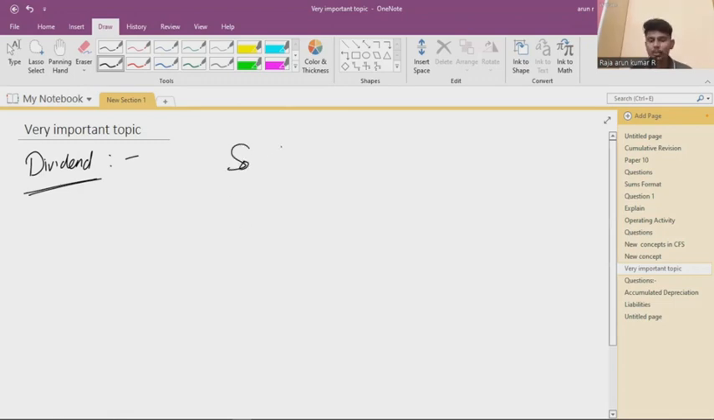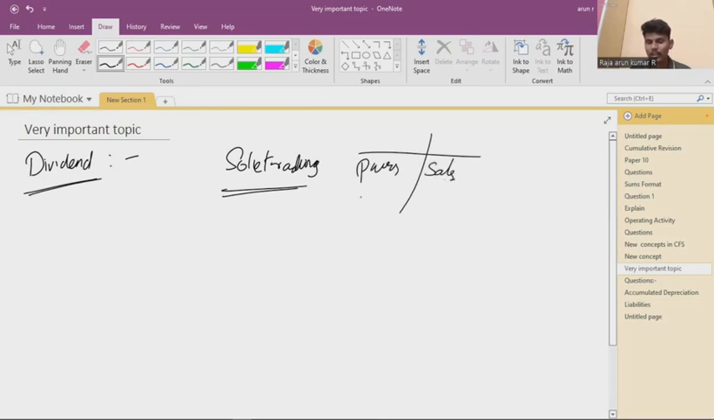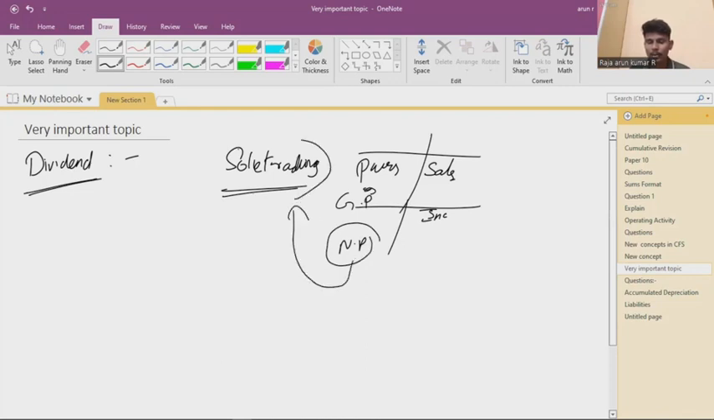In a sole trading concern, they do purchases, they do sales, and they have some expenses and some incomes. From the direct expenses we get gross profit, and from the indirect expenses we get net profit. The whole net profit goes to the sole trader. In a sole trader concern, the whole net profit goes to the sole trader.